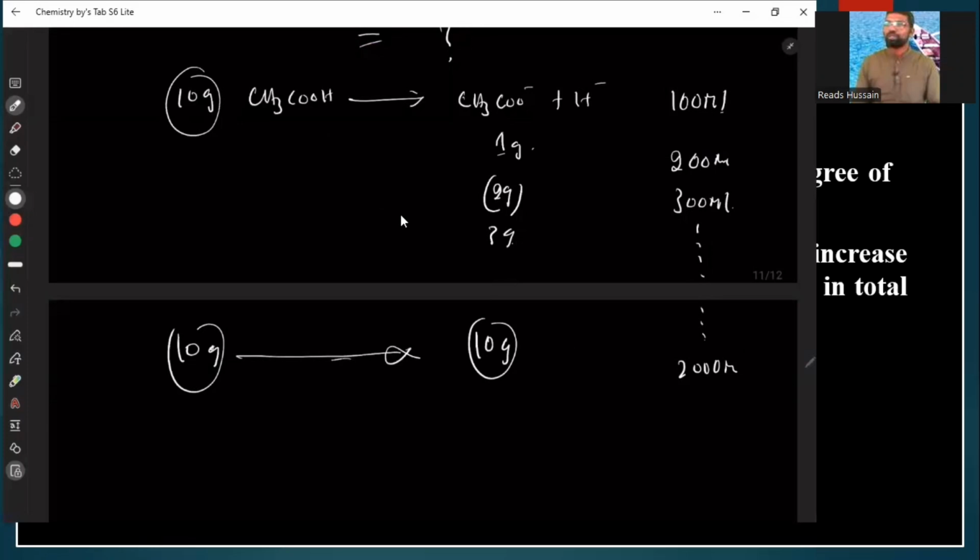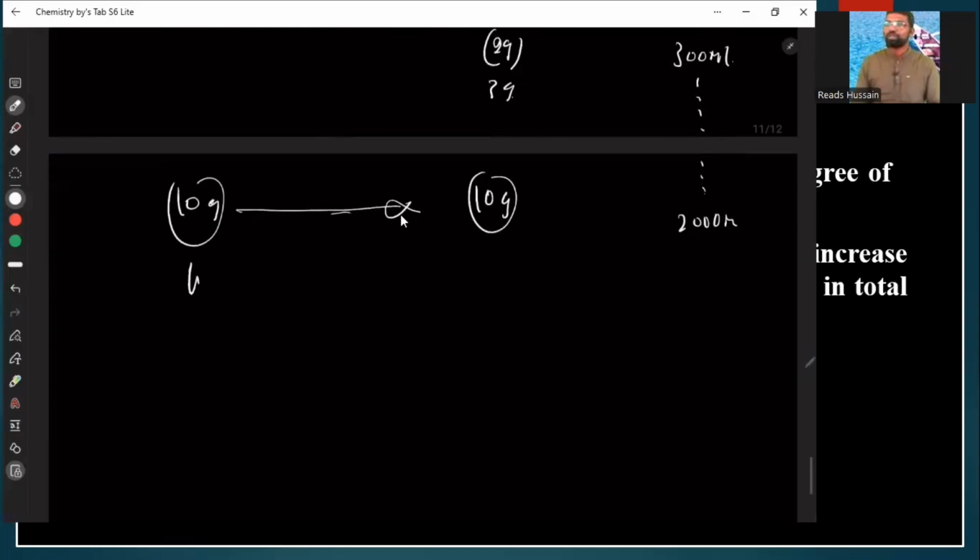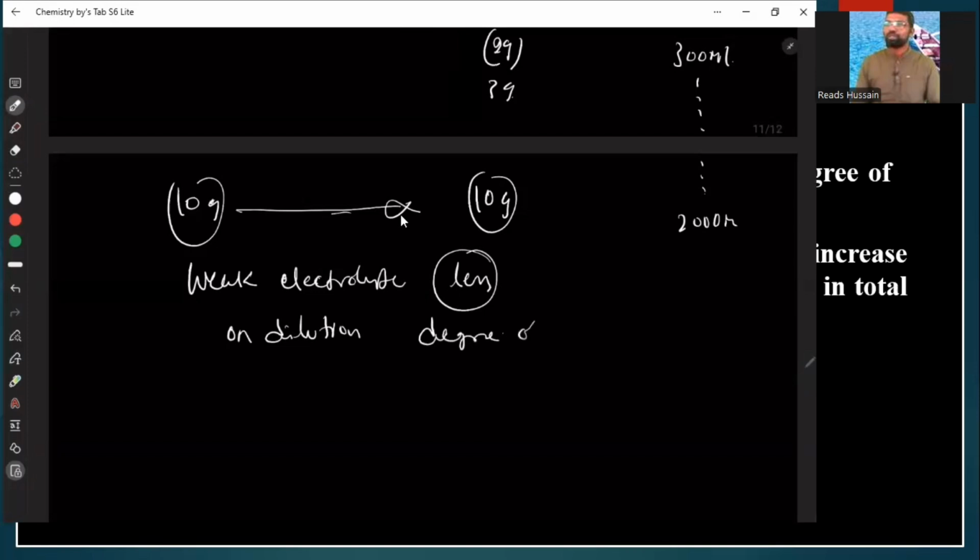That means what we have to understand: generally weak electrolytes have very less degree of dissociation. The degree of dissociation is very, very less. But when you add more and more water, upon dilution, their degree of dissociation increases. Degree of dissociation is represented by the symbol alpha.